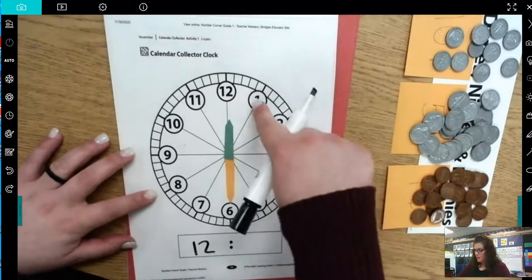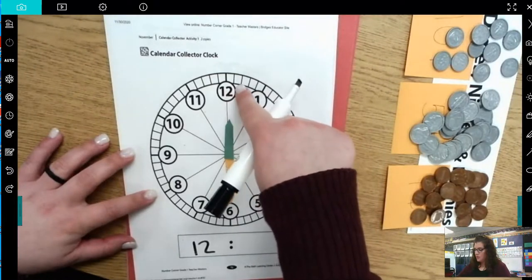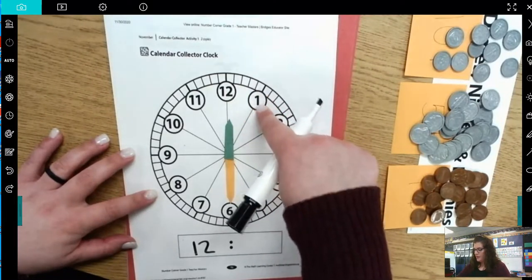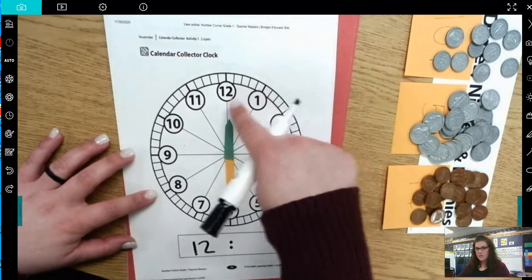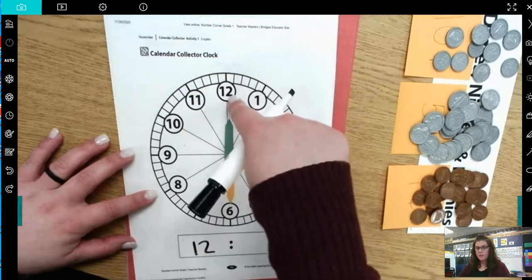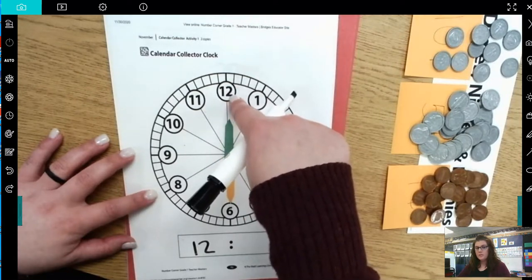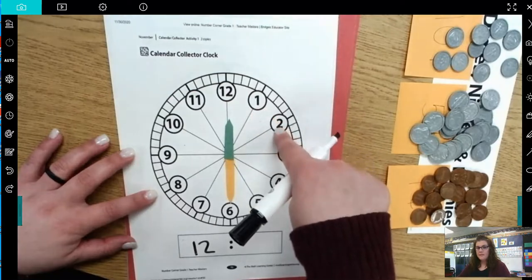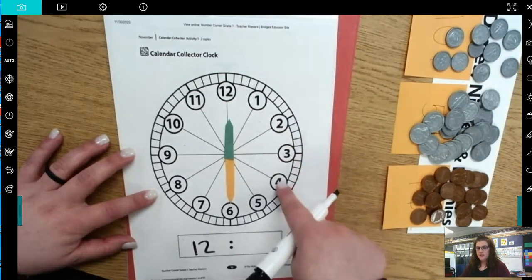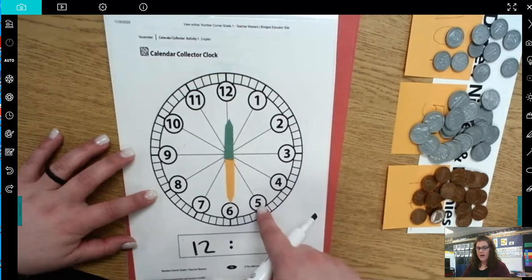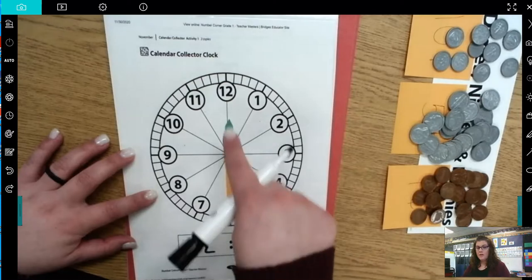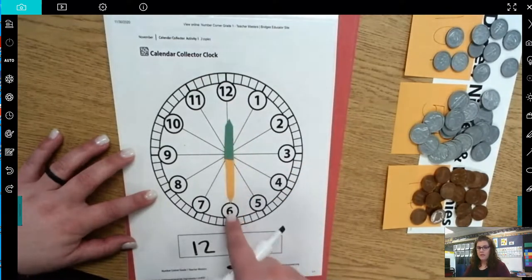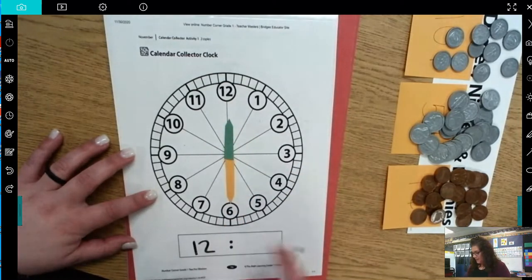Well, remember, when we're counting by minutes, we're counting 1, 2, 3, 4, 5. So each number on the clock represents 5 minutes. So let's count by 5. Remember, starting at 12, we're at 0 minutes. So we're going to start at 0 and count 5, 10, 15, 20, 25, 30. So if our hour hand is pointing to the 12 and our minute hand is pointing to the 6, that means the time is 12:30.